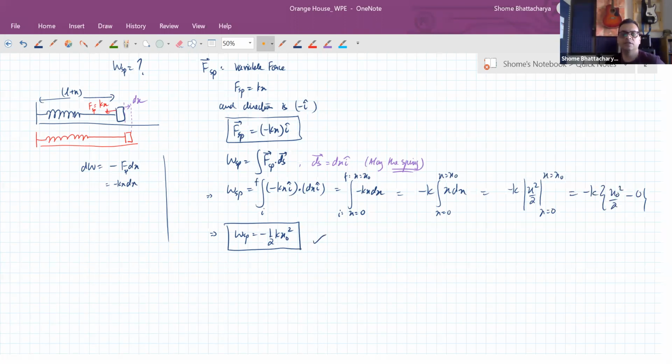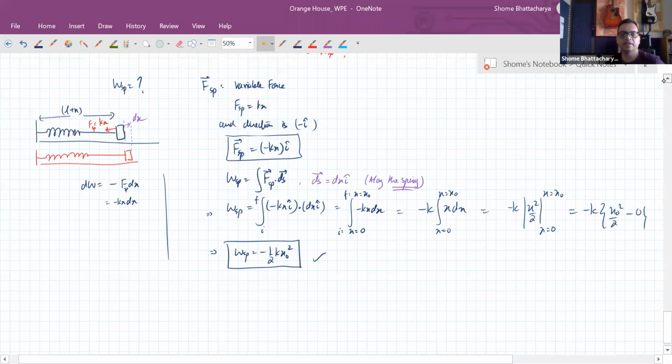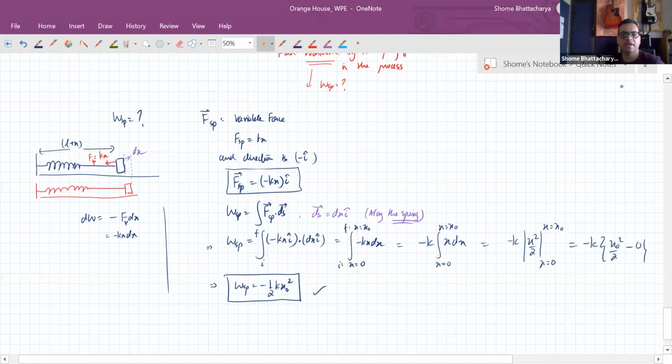So as you can see, when you stretch the spring, it is doing negative work, because the direction of the spring force is opposite to the direction of displacement. The spring force is acting like this, whereas the displacement is happening in this direction. So it does negative work, but the work done is given by this quantity.